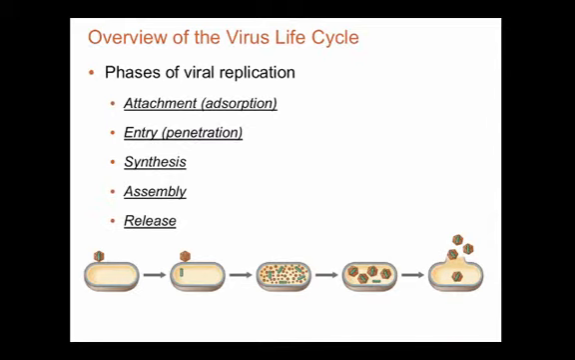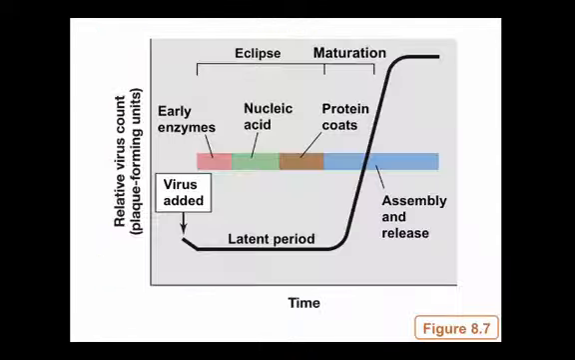So again, this is the process down the bottom. You have attachment followed by getting that genome inside the cell, making more of both the bag and the genes, putting them all together, and getting out. So how do we study these kinds of things? Basically, we do something called a one-step growth curve. If you care more about one-step growth curves, take the virology course. We'll talk a lot more about them. But basically, this is looking at how one virus replicates. But the only way to do that is to look at lots of viruses at the same time.